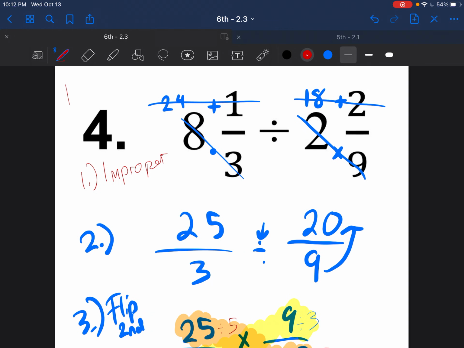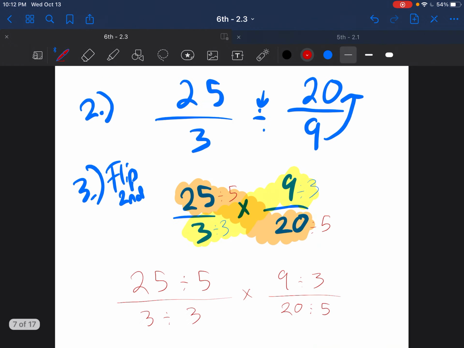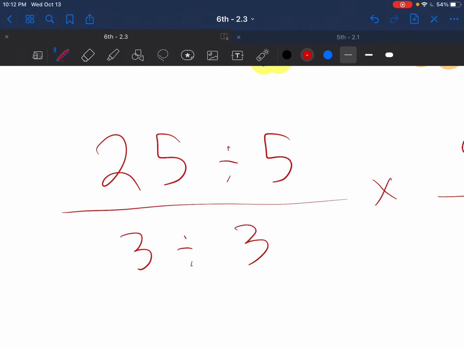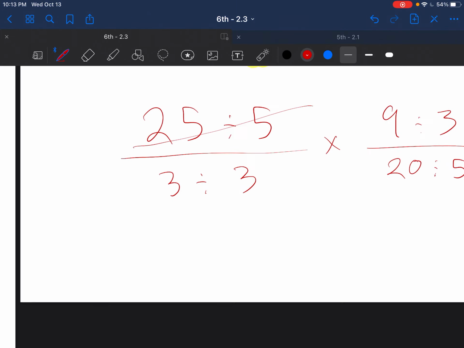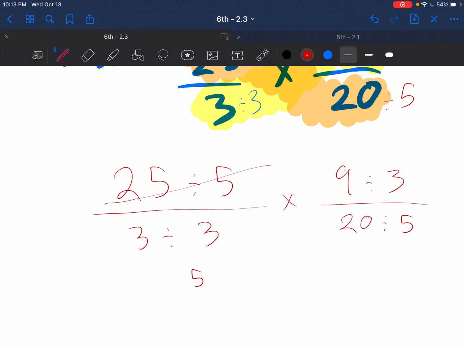That's why I always ask you guys to please press pause first, answer the question, and then check your work. That is how we are supposed to be doing this. So let's divide. So 25 divided by 5, I know that is going to give me 5. 3 divided by 3 is going to give me 1. 9 divided by 3 is going to give me 3. And then 20 divided by 5 is going to give me 4.